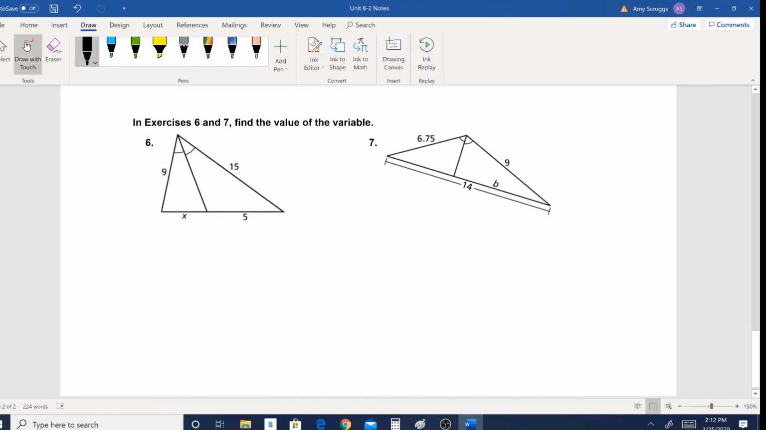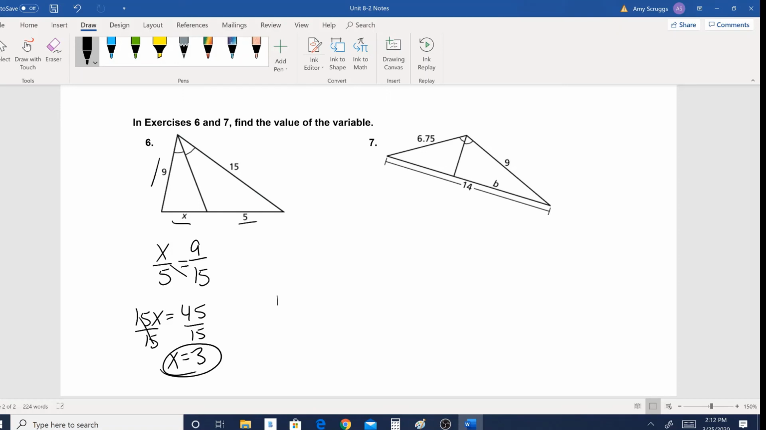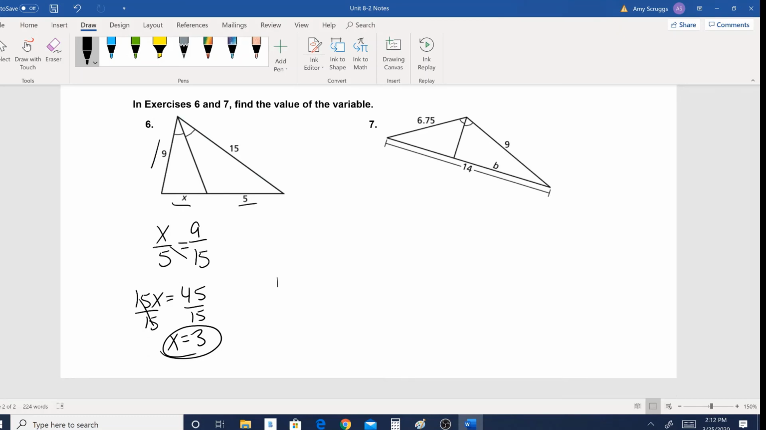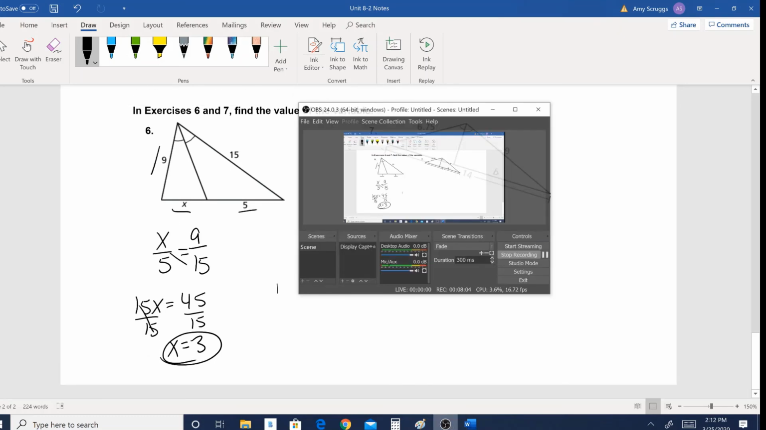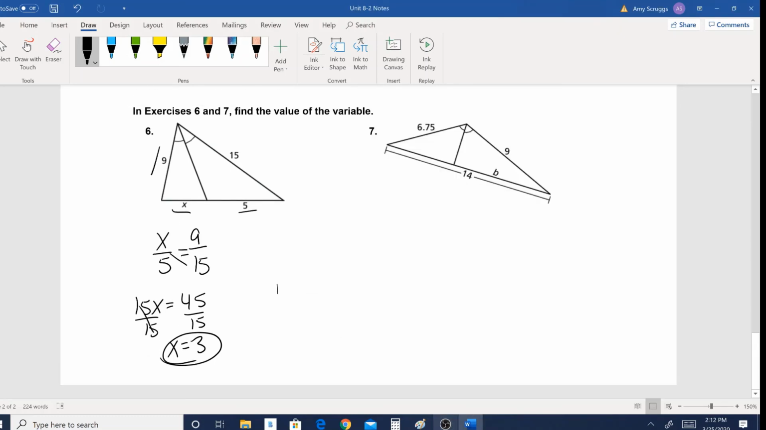So in number 6, we're going to say that this side is proportional to this side, so x over 5. Now since I started with x, we need to start with 9. 9 over 15. Okay, so we'll have 15x is equal to 45, and divide both sides by 15, and you should get x is equal to 3. All right, and last but certainly not least, and in record time, if I may say so myself.